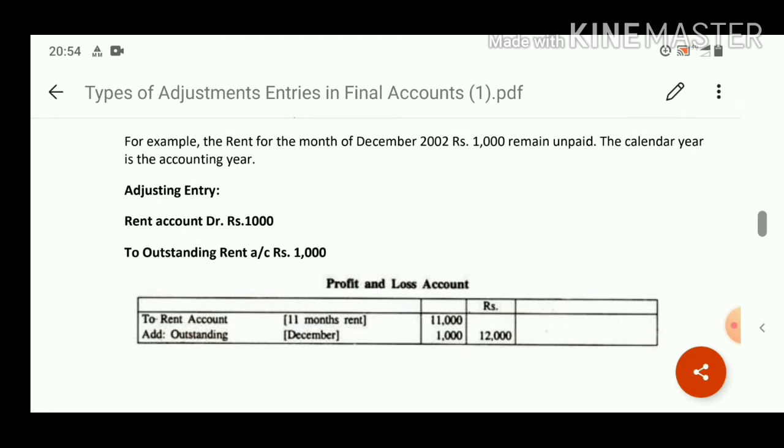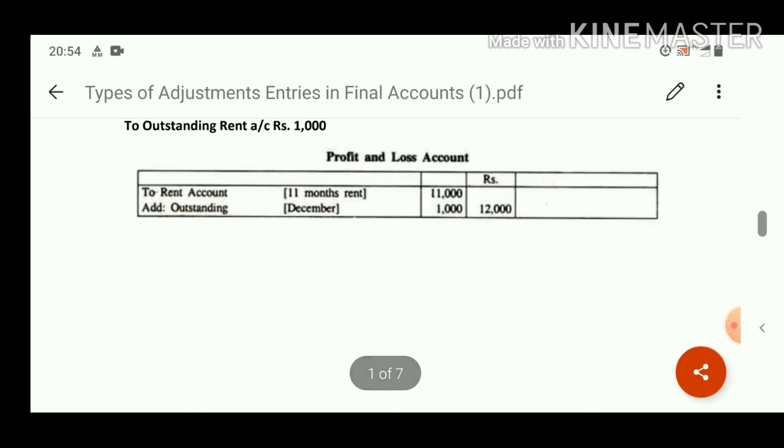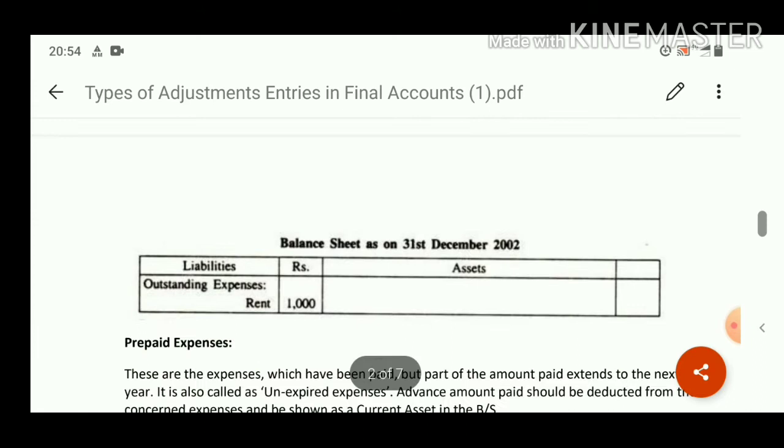I have taken an example: the rent for the month of December 2002, rupees 1000, remains unpaid. So how have I adjusted it? In the profit and loss account, I have added the outstanding expenses to the amount of rent which is given in the trial balance, and I will get the total or exact amount of the rent. Simultaneously, I will also record it as an outstanding liability on the liability side of the balance sheet. Only the outstanding rent amount, which is 1000.